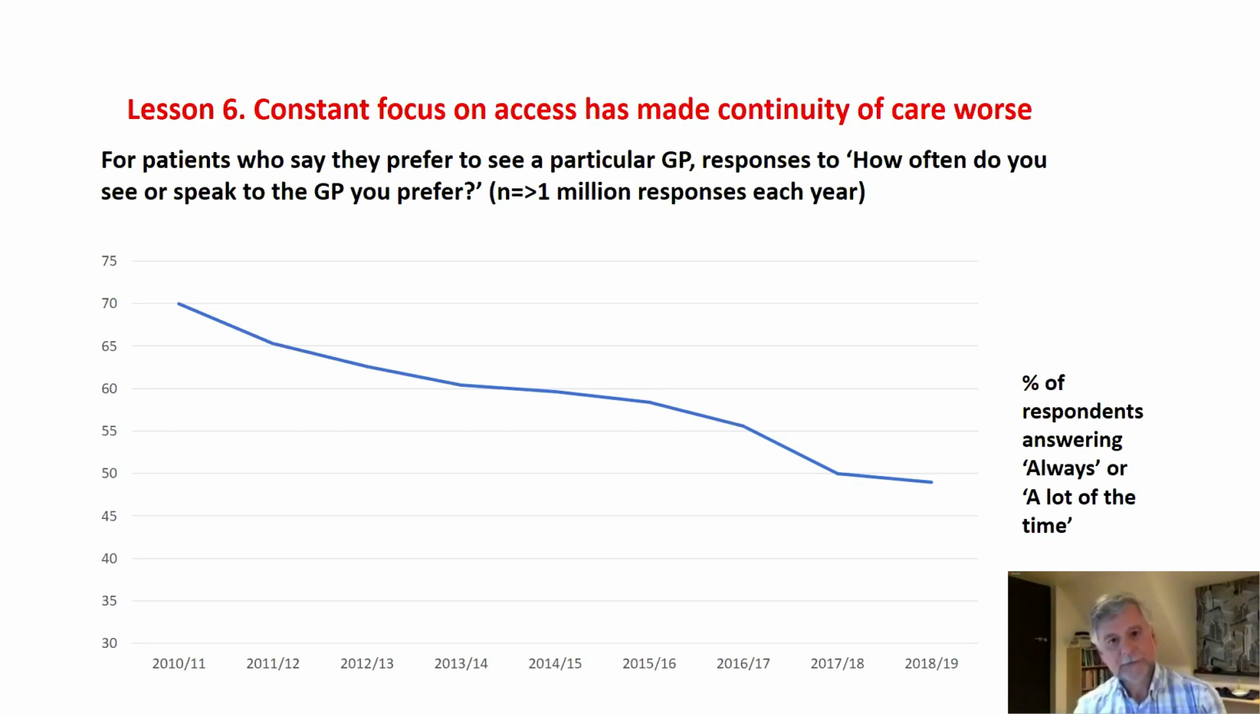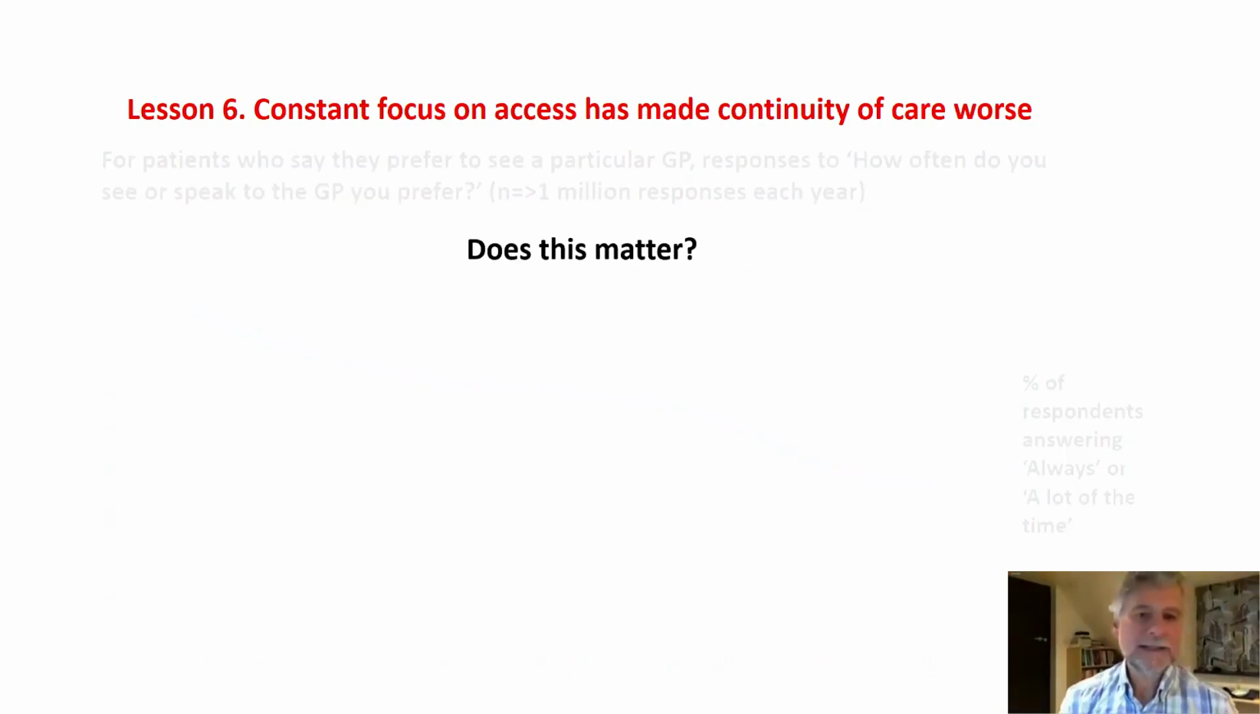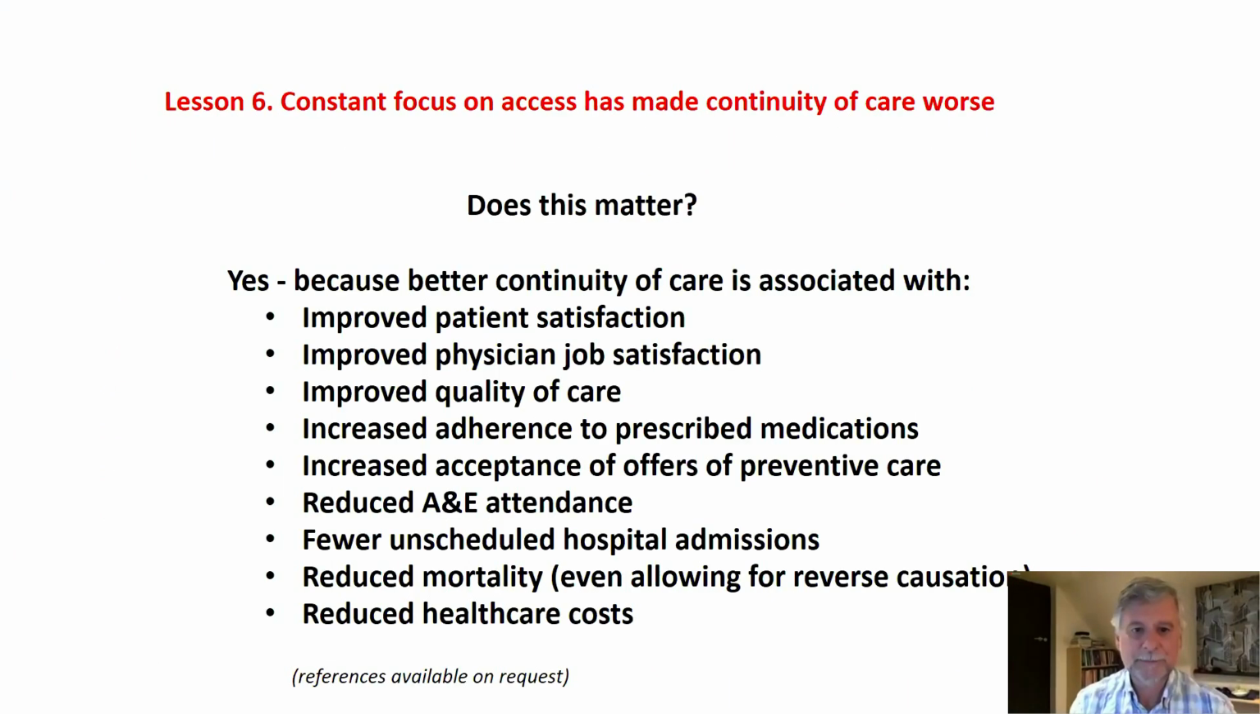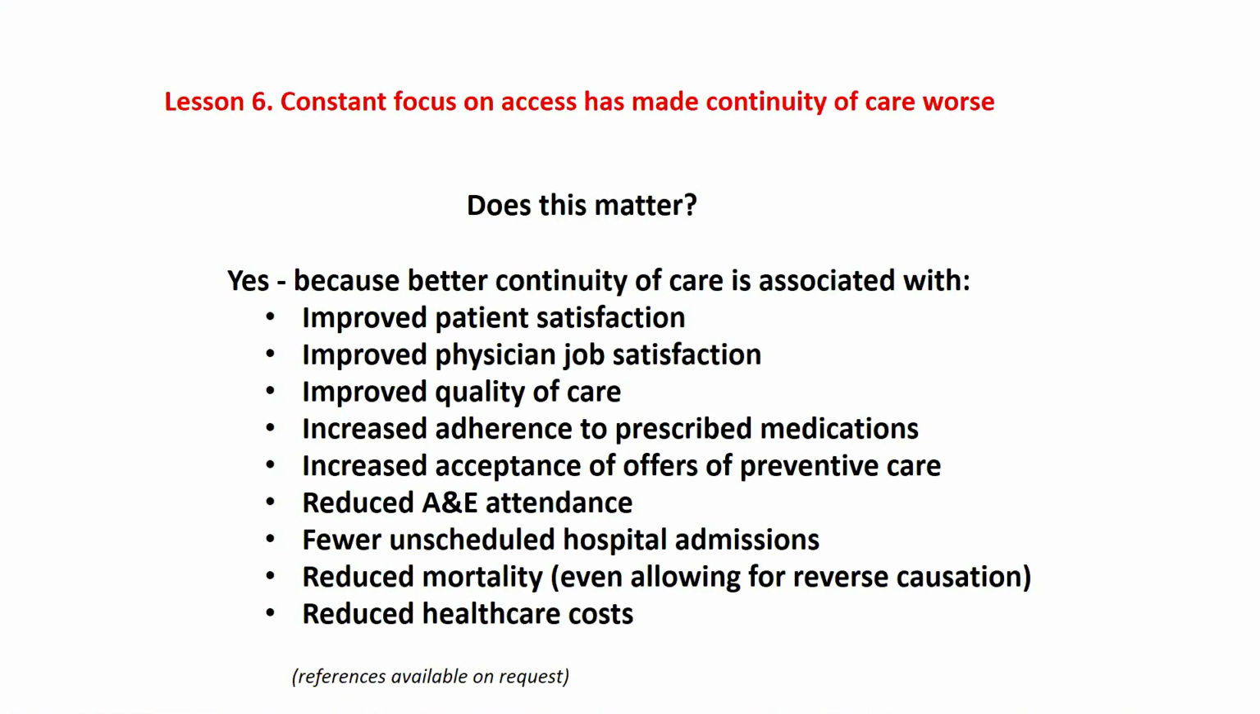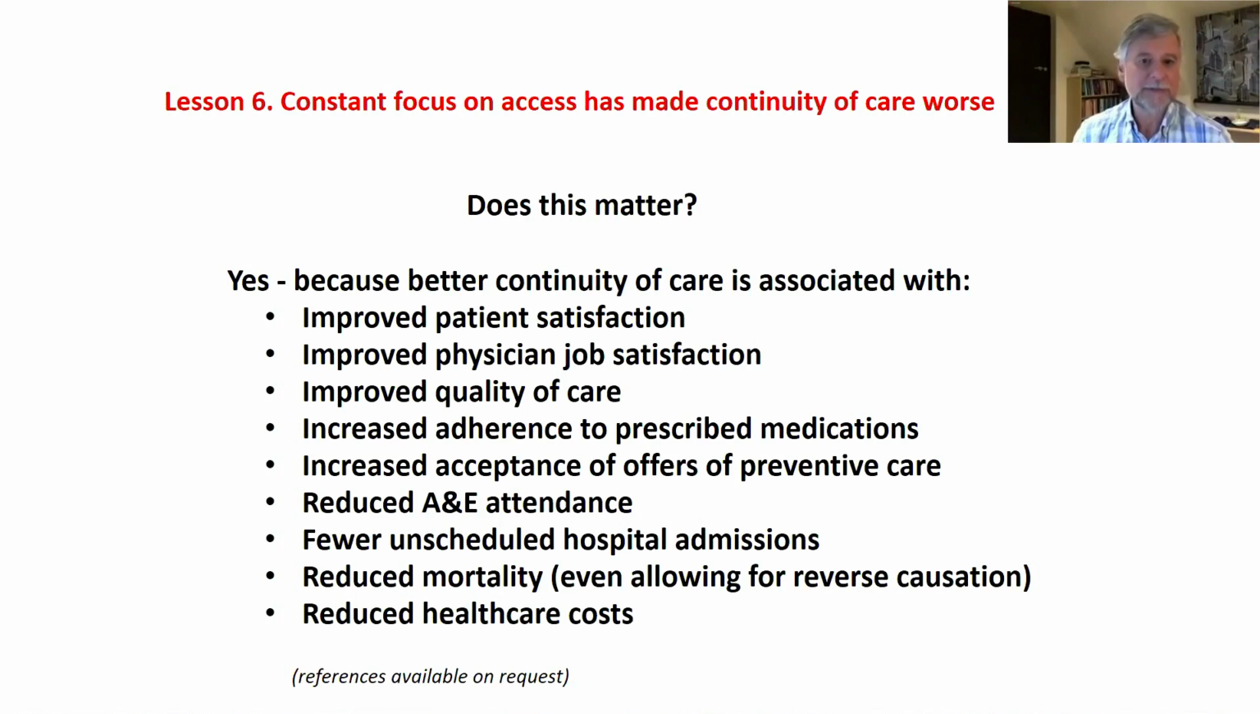Now, there are other reasons for this, part-time working among family practitioners and so forth, but the constant focus on access has been a major problem, which has resulted in reduced continuity of care. Now, you may say, does that matter? And the answer is, yes, it most certainly does, because in the last 10 years we've had increasing and now very convincing evidence that better continuity of care is associated with a whole range of really important outcomes, not just patient satisfaction and physician job satisfaction, but quality of care, adherence to medications, and the other things that you can see on that list. So having focused so heavily on access has potentially had a deleterious effect on a range of other really important outcomes.